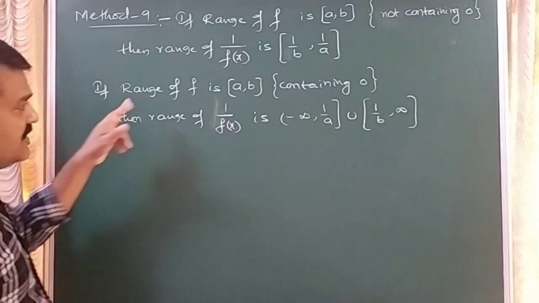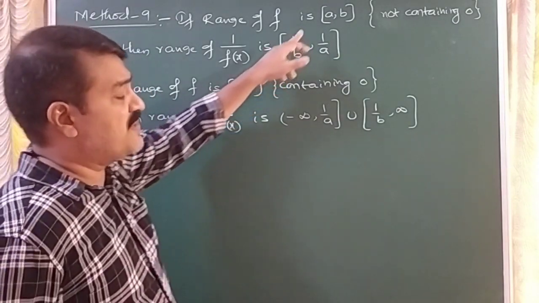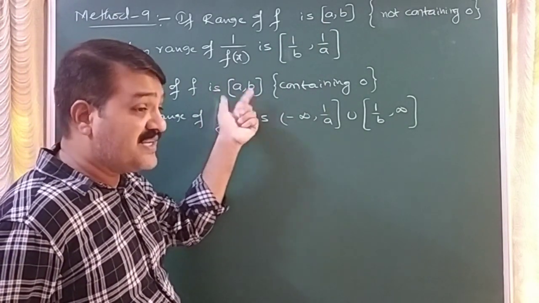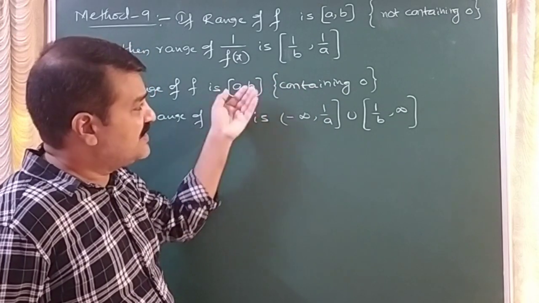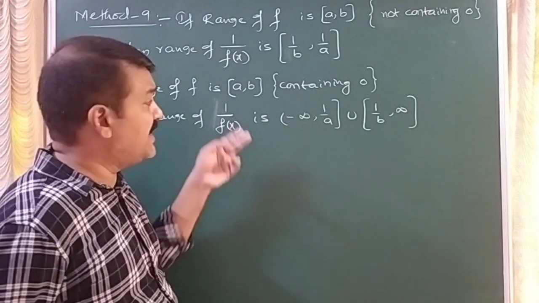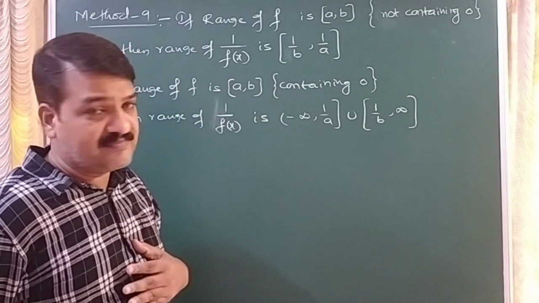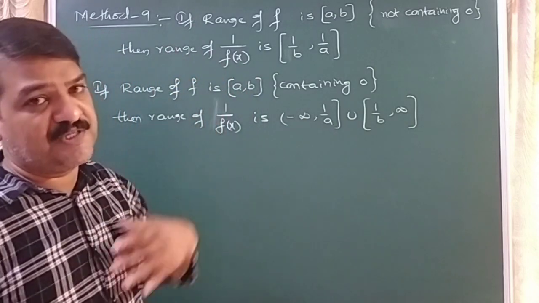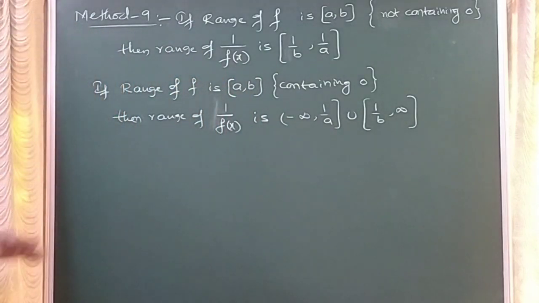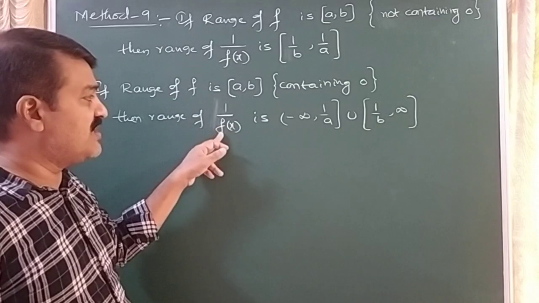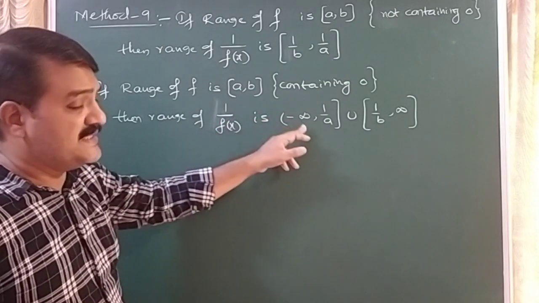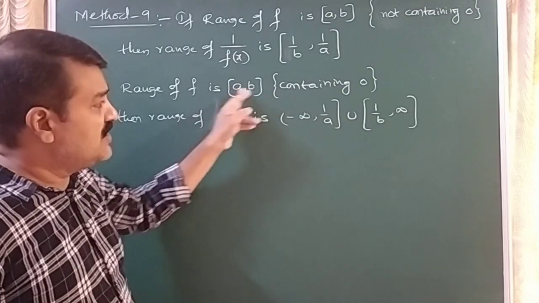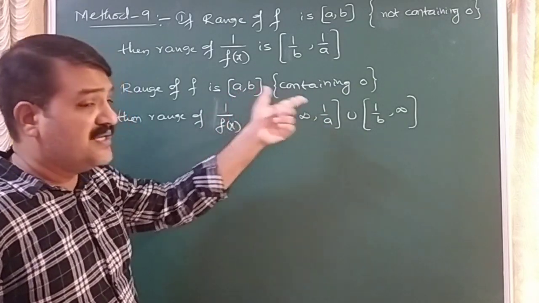Second model. If range of f is again closed brackets a comma b, but now this closed interval contains 0. That means a is negative, b is positive. This interval contains 0 means a must be negative, b must be positive. Then range of 1 by f of x will be like this: minus infinity to reciprocal of a, union reciprocal of b to infinity.